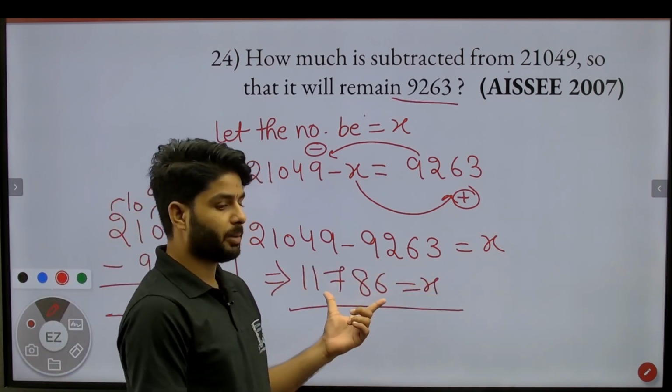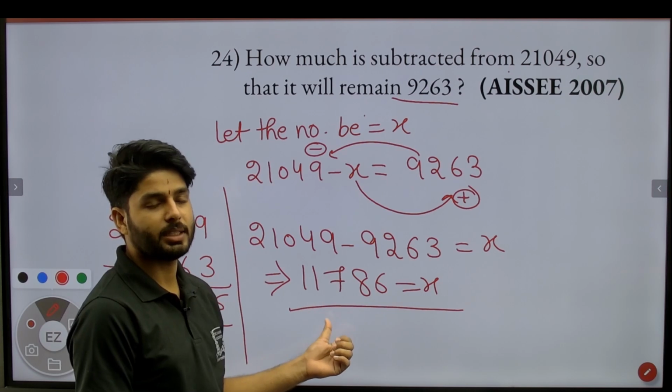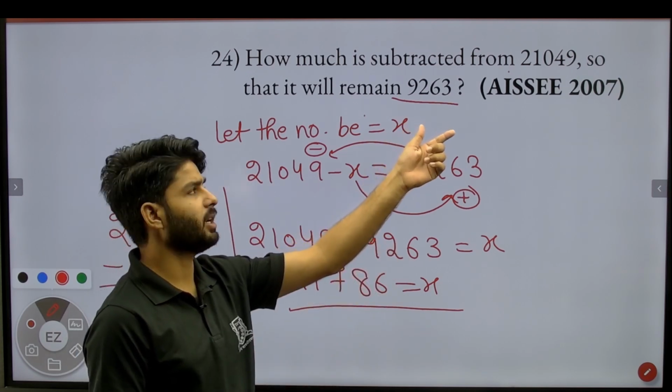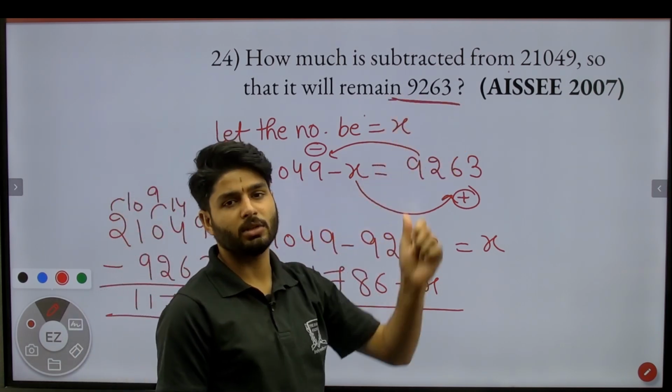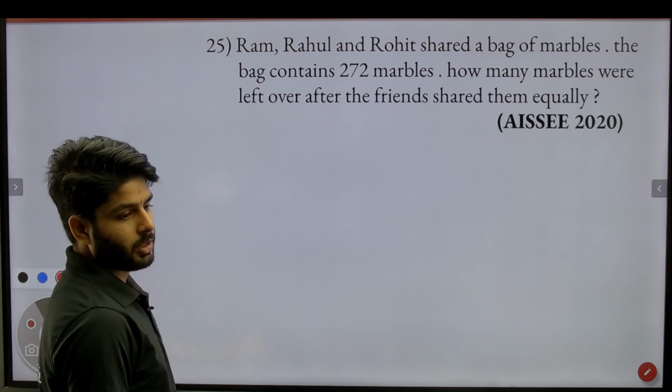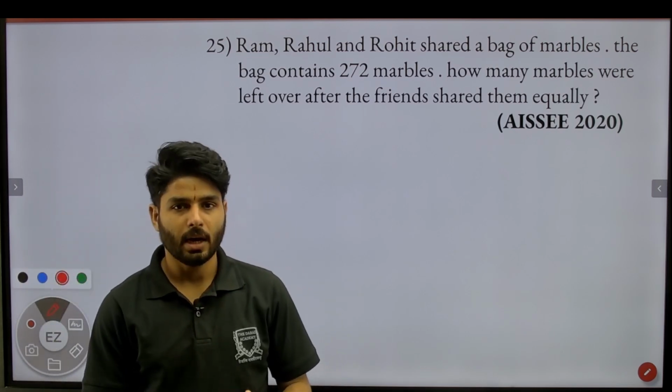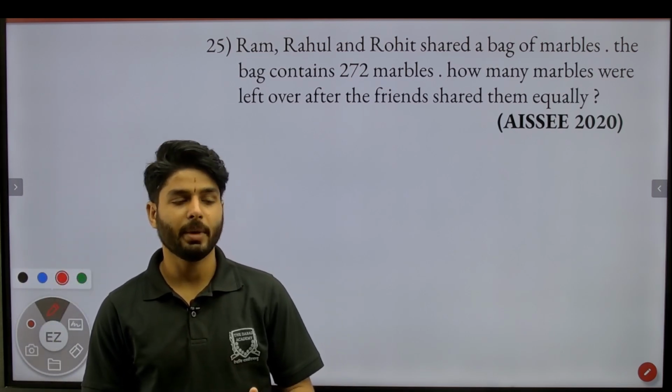So we have to subtract 11,786 from 21,049. So our answer will be 9,263. So the next question is, Ram, Rahul and Rohit share a bag of marbles.